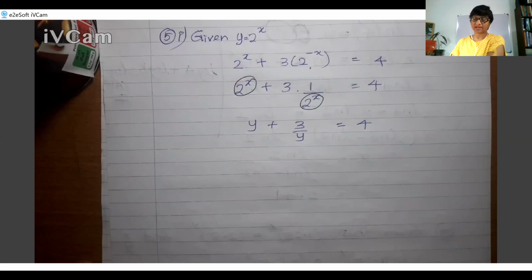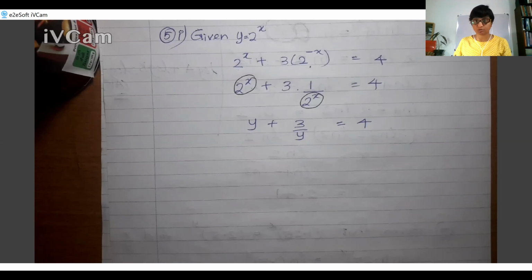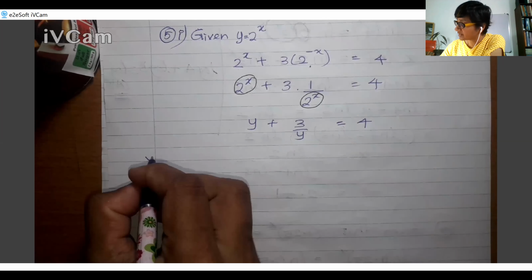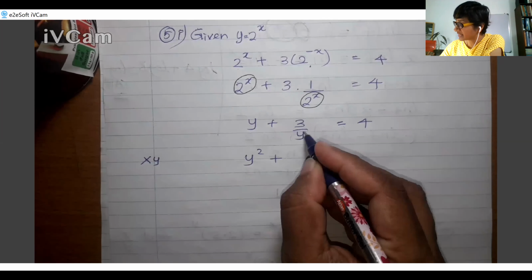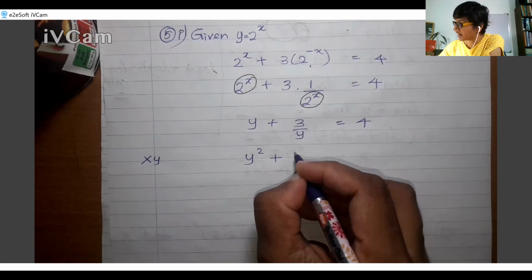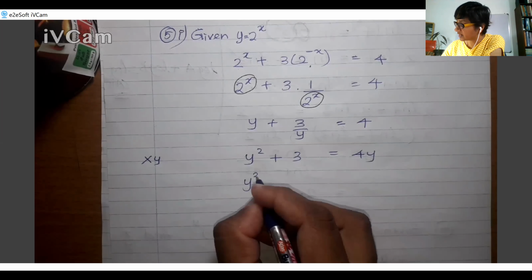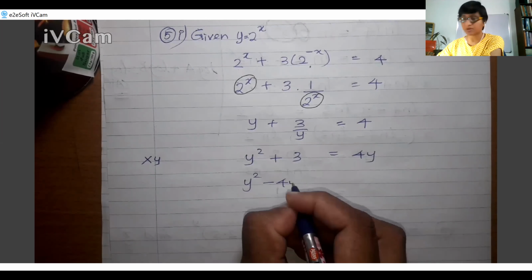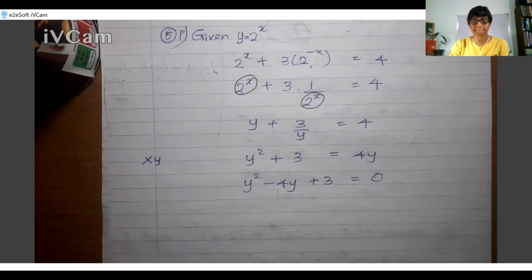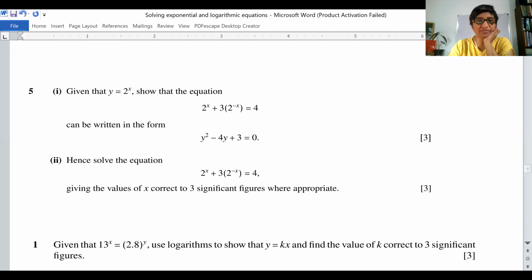Now what? Now they had given me something to turn this into. It had y squared. If I multiply to get rid of this y in the bottom, if I multiply everything by y, I get y squared plus 3, this y will cancel, equals 4y. Bring everything to one side: y squared minus 4y plus 3 equals 0. Is this what they had? Yeah, that's what they had. Okay. Then hence solve the equation.